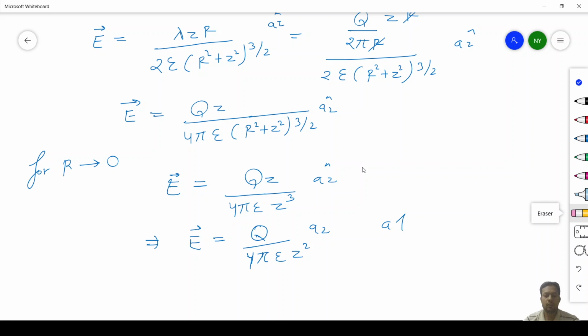So it acts like a point charge. At a distance z in the upward direction, with small r tending to 0, the field is q upon 4 pi epsilon z square. So this is the equation for the electric field of a point charge.